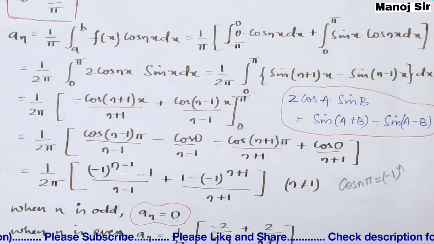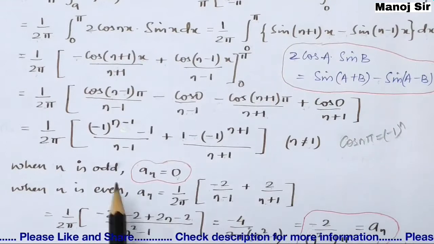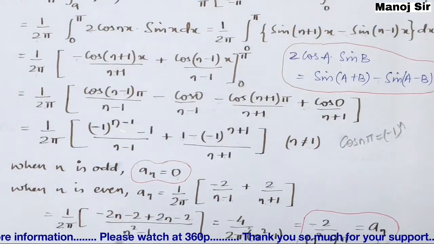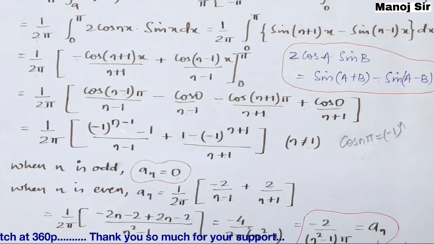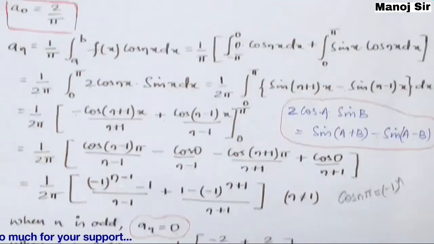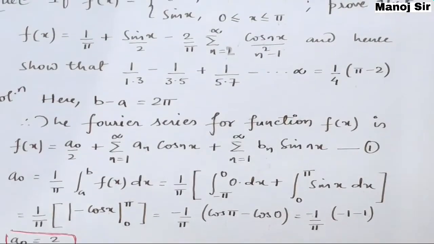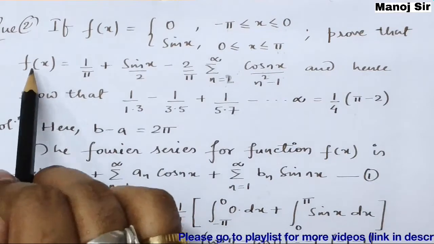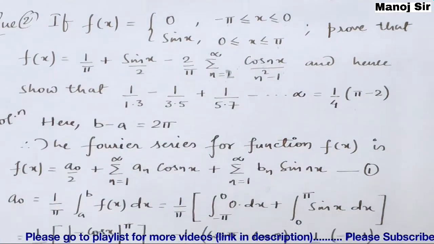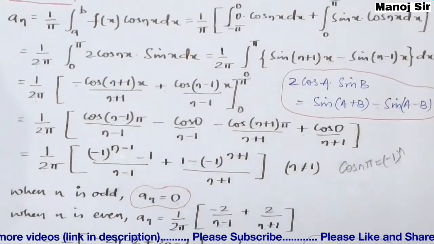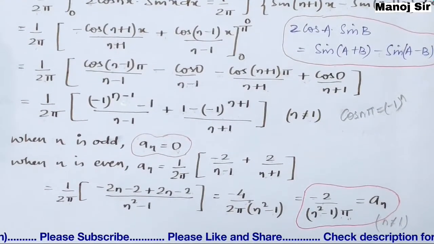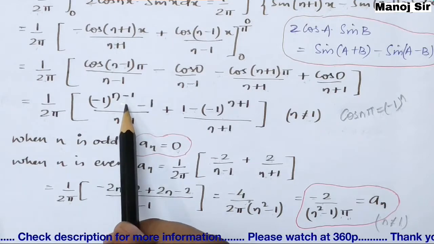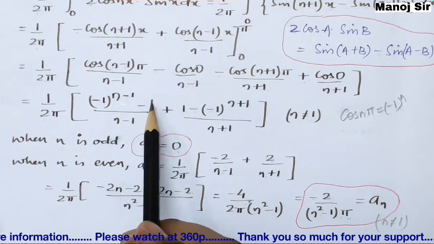Now here we have two conditions: when n is odd and when n is even. Why are we doing so? We are doing so because we need to prove something. In the question itself it is given to prove that f of x equals this, so we are finding the odd and even values. When n is odd, it means n equals 3, 5, 7, 9 and so on.